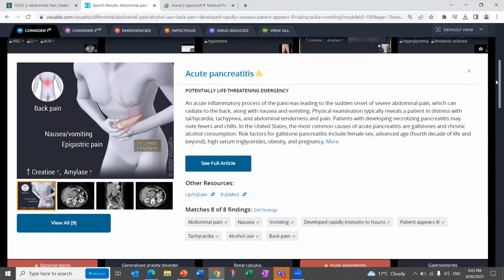This sympticon gives us some more information. Perhaps it also will guide our further examination of the patient. It indicates here that the pancreas particularly is inflamed. So perhaps this is an observation that we could make.